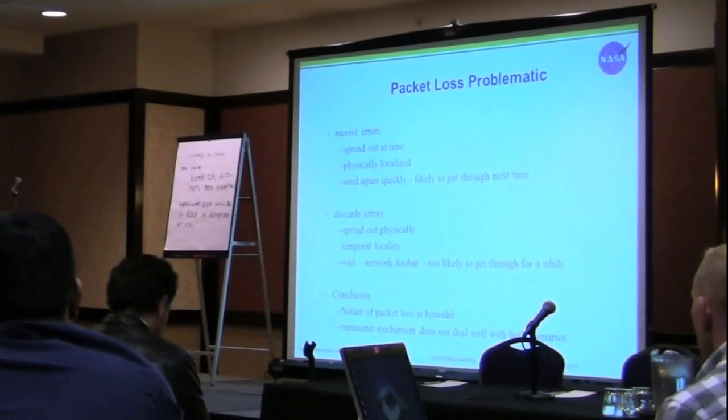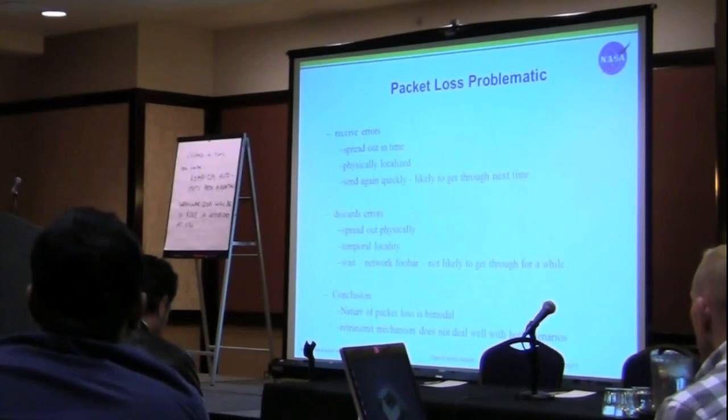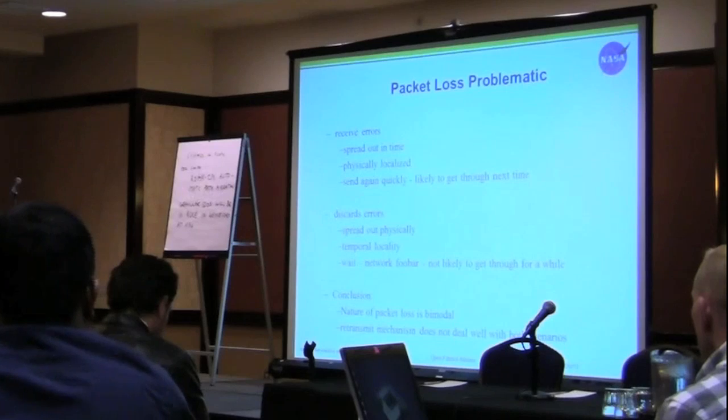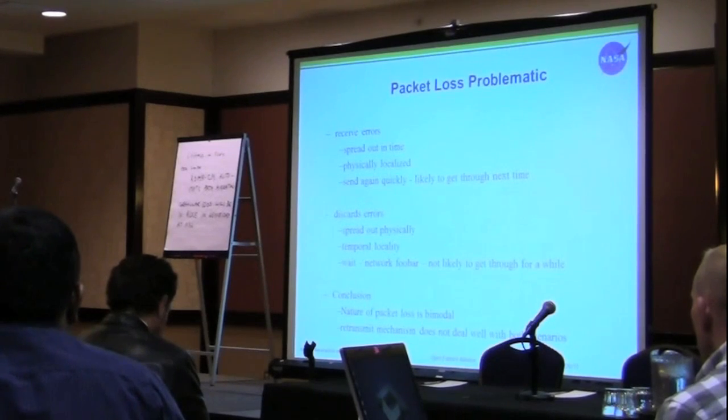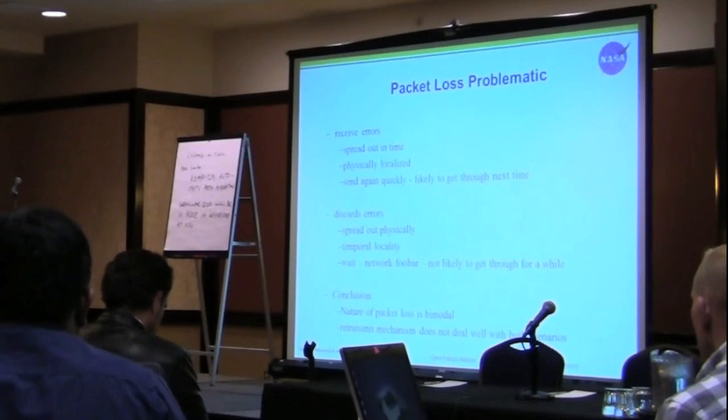Receive errors. They are spread out in time, but they're physically localized. And so in a retry mechanism, if you send it again quickly, you're probably going to get through, right? But a discard error is different. It's spread out physically, but there's temporal locality, so they happen in time. So the fabric has gone bad, you're going to throw away packets for a while, but then you're not going to do that for a while. And so you're going to wait.